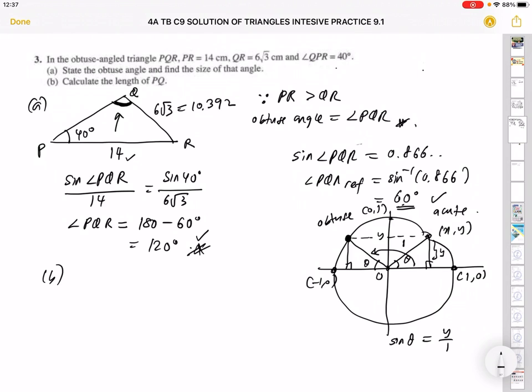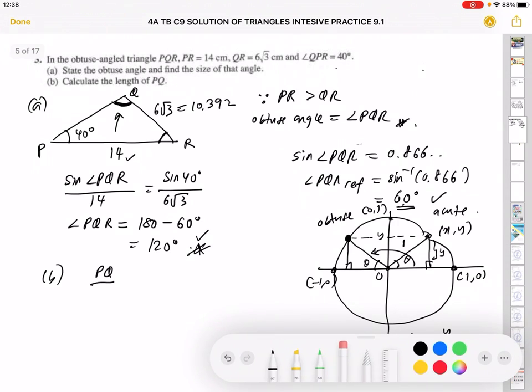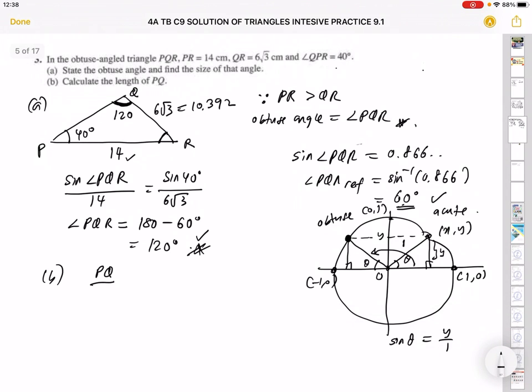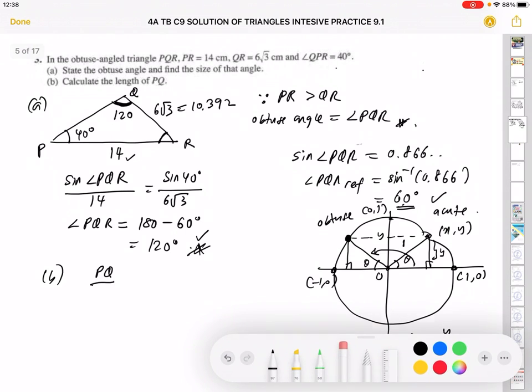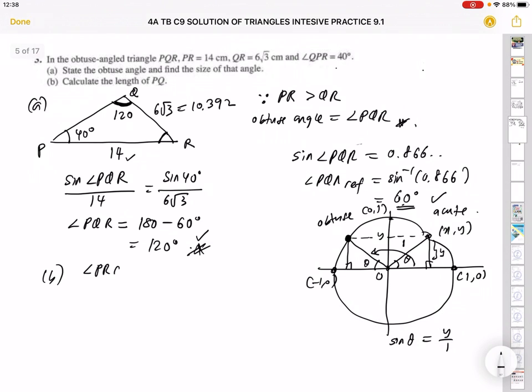All right. Now next, I want to find the length of PQ. So I have to use sine rule again. So take PQ, divide by this angle. The problem is I don't have this angle. I know this angle over here is 120. Maybe I list out for you. Write this down for you first. This angle PRQ will be 180 minus 40 minus 120, which gives us 20.